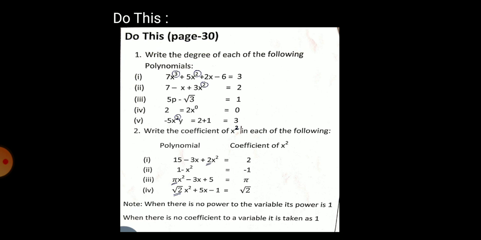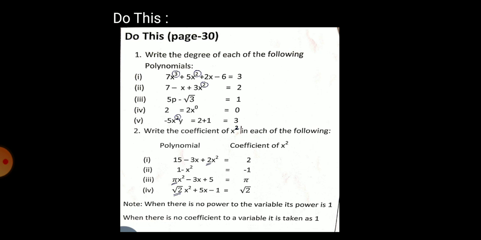Now the next question is the coefficient of x square. So here first of all we have to identify the x square term and then see the number associated or the number written beside it becomes the coefficient. In the first polynomial, the x square term is the third term, 2x square. So 2 is its coefficient. In the second one, the x square term is minus x square. Here no number is associated with x square, so its coefficient is minus 1. Take 1 along with the sign in front of it.